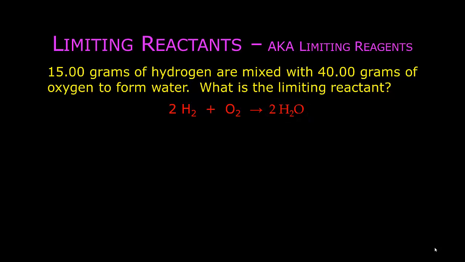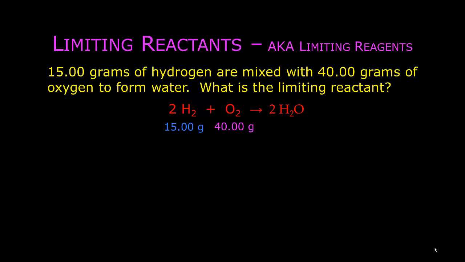The next thing we're going to do is write down what we know. We know there are 15 grams of hydrogen we're starting out with, and we are starting out also with 40 grams of oxygen. Now one of those is our limiting reagent, and one of those is our excess reactant. And we need to find out which one's which.